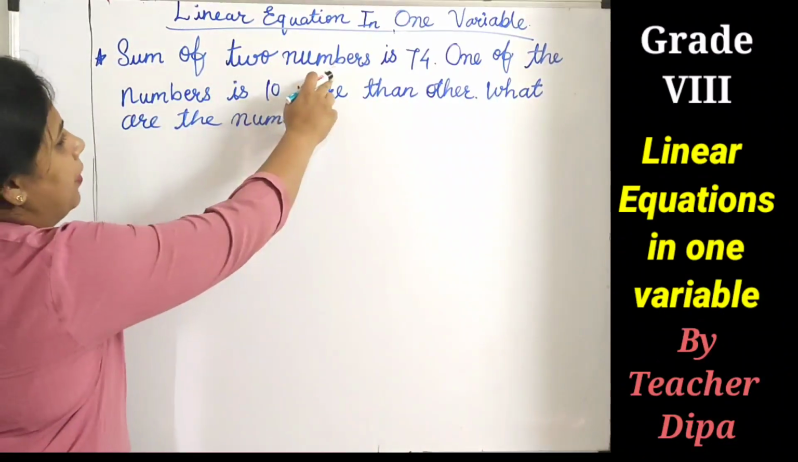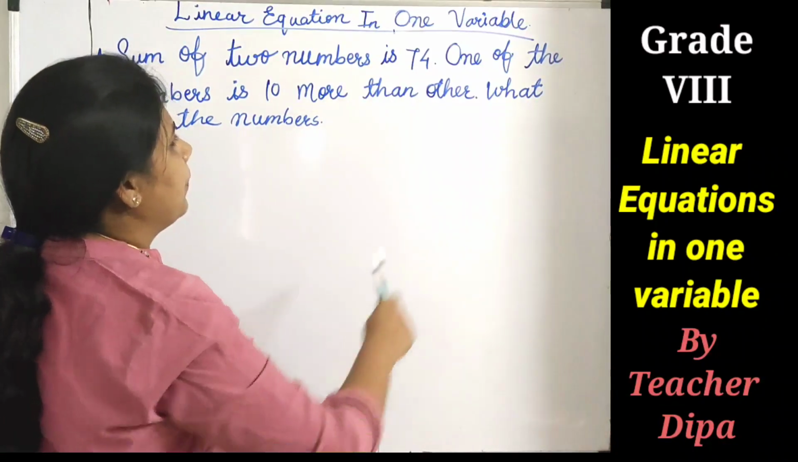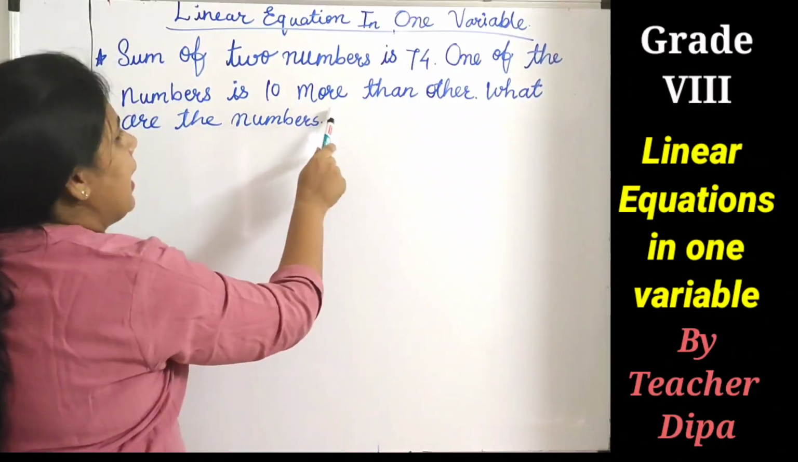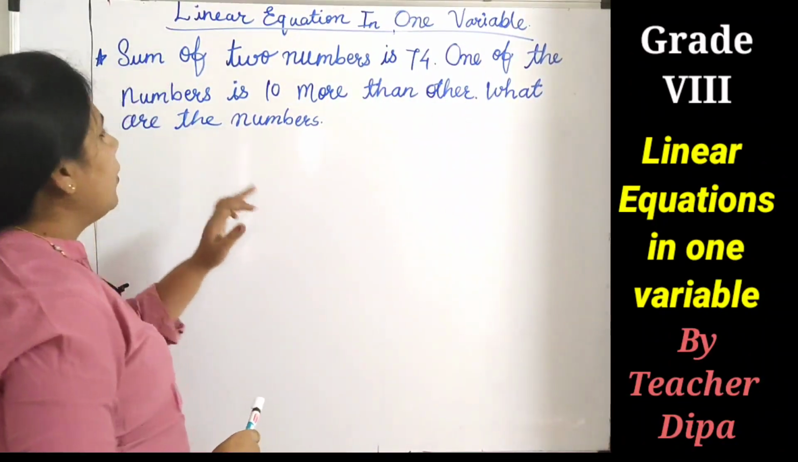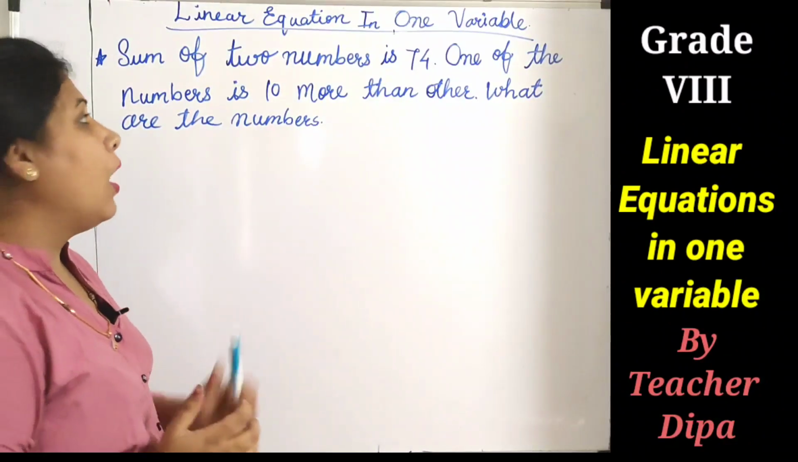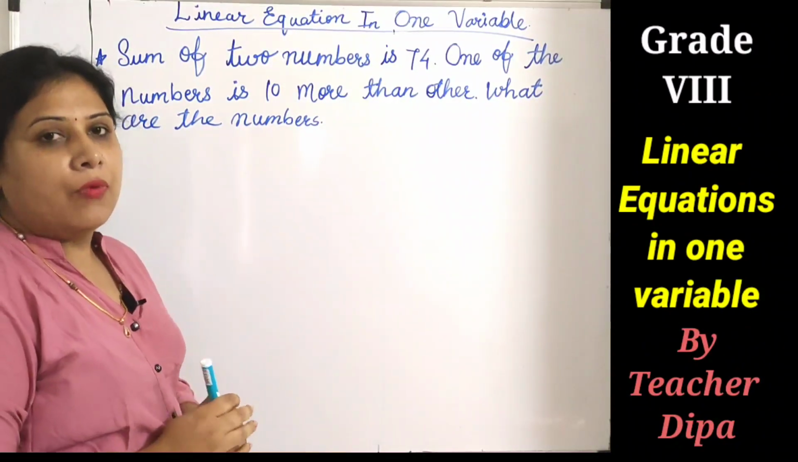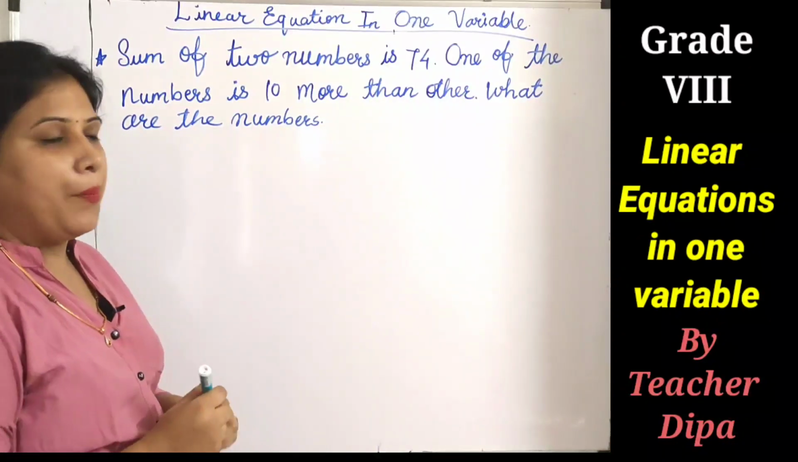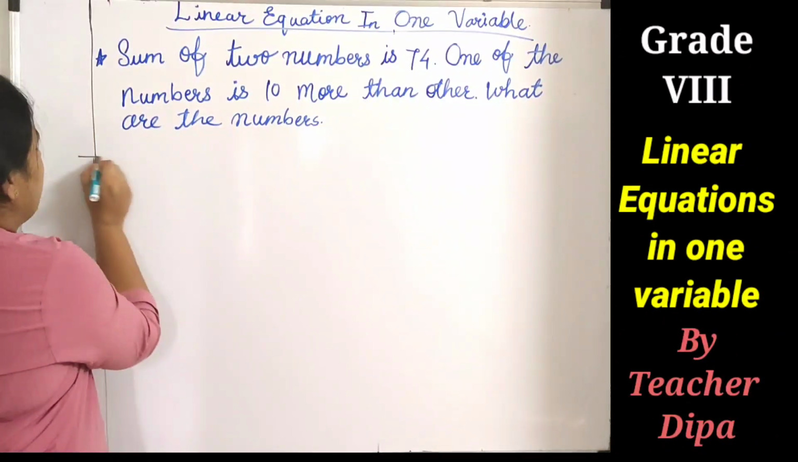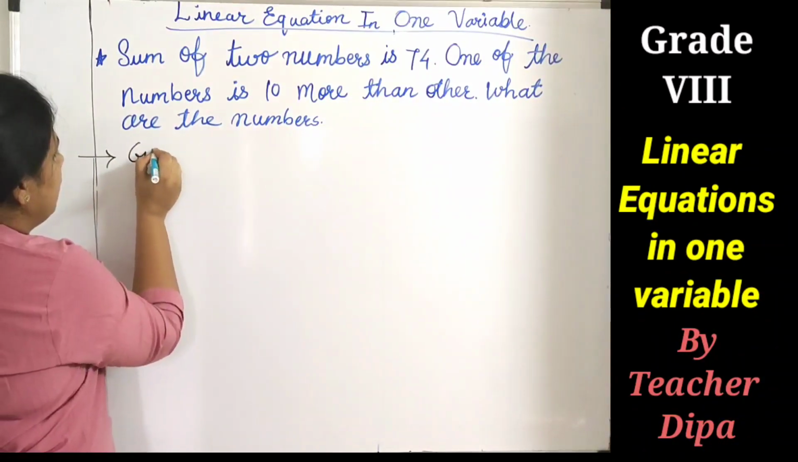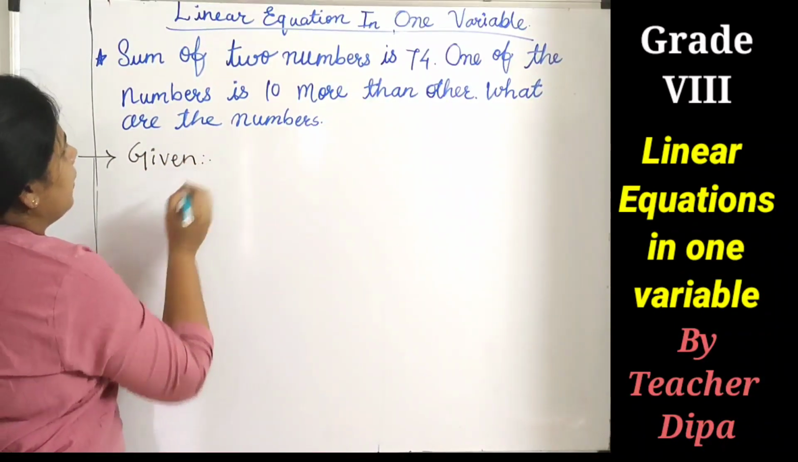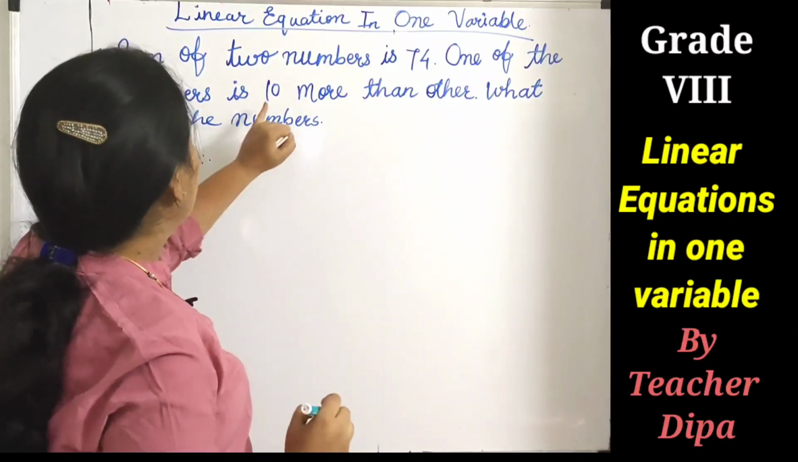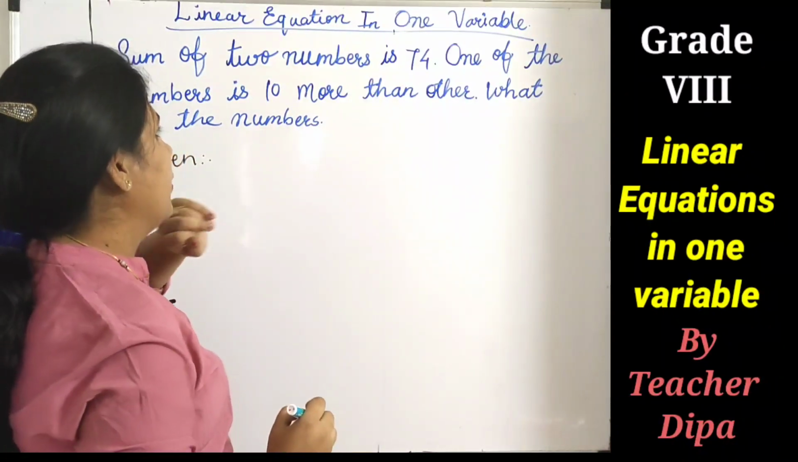Sum of two numbers is 74. One of the numbers is 10 more than the other. What are the numbers? Now how to solve this sum? We don't know what the two numbers are, and that we have to find here. But some things are given here. So what is given? They have given that one of the numbers is 10 more than the other.